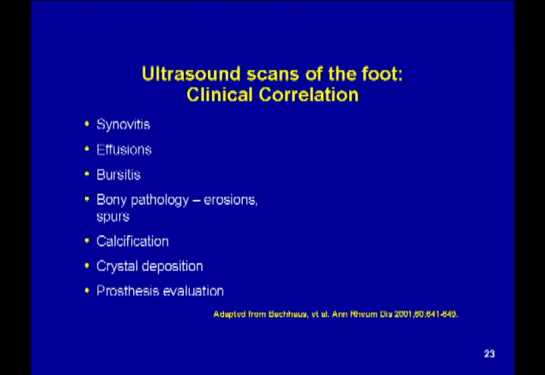We see more patients now who have ankle and small joint surgeries and artificial joints that can also be evaluated with the ultrasound, because you cannot use MRI on those patients.